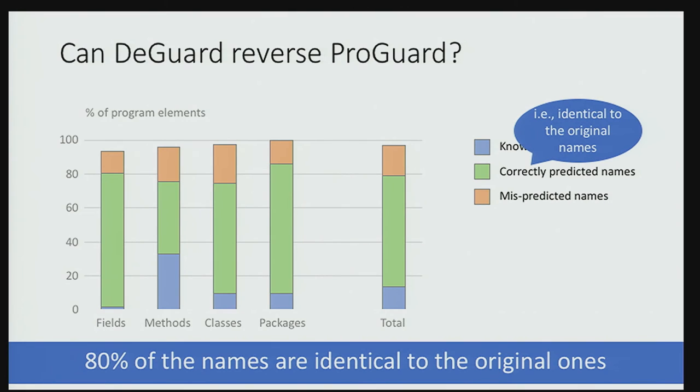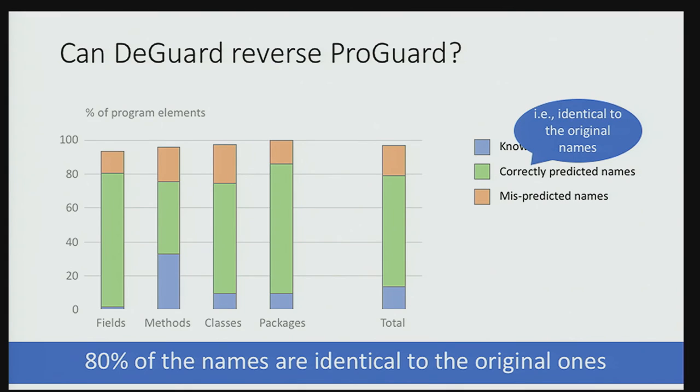After deobfuscating these applications with DGuard, we get the following data. So here now there are two additional segments. The green one shows the program elements that DGuard correctly predicts. So it predicts correctly, meaning that it recovers the original names that were in the source code. And the red segment shows the elements where DGuard predicted, but it didn't do the correct prediction.